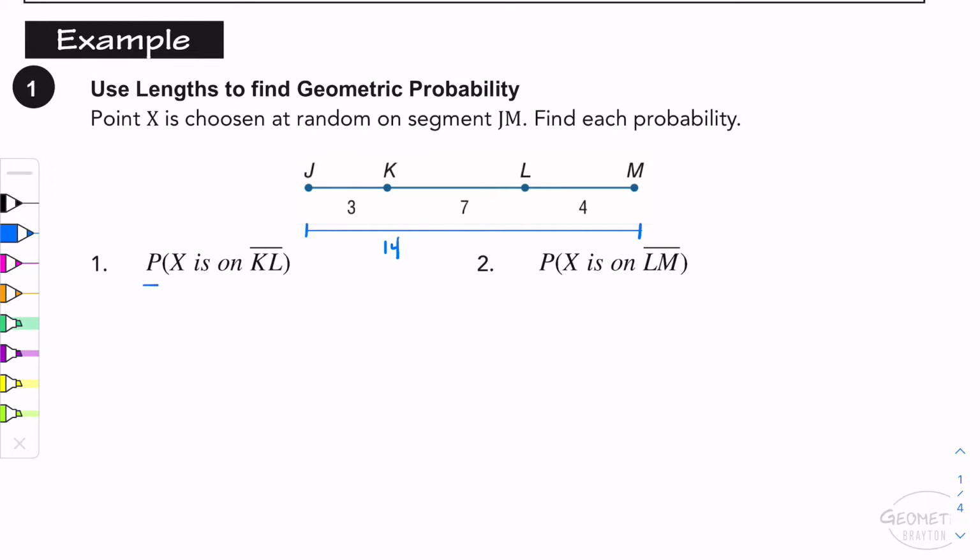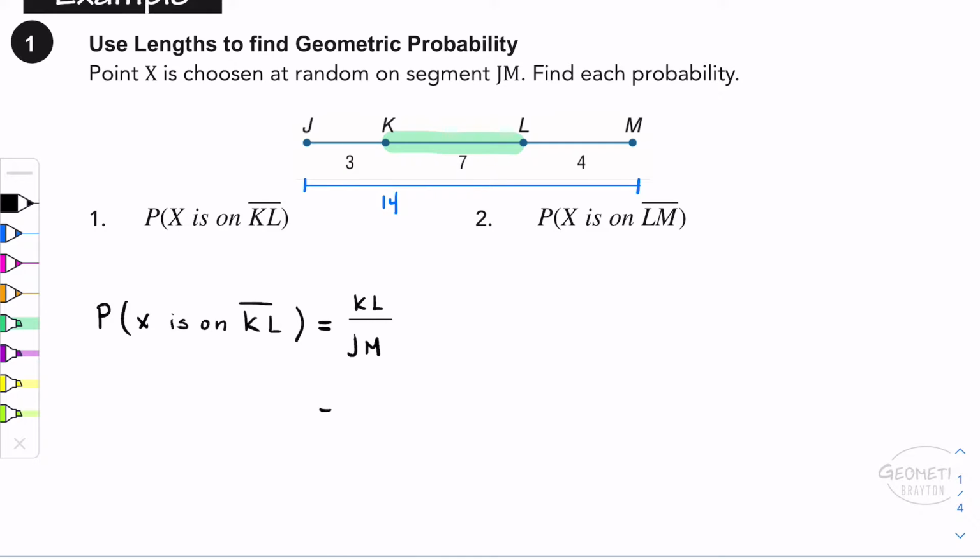Problem number 1 is saying, what is the probability that point X is on segment KL? So we want to know what the probability is that there's a point on KL. Again, this is notation. We write it just as you see it. And we set up a ratio, which is going to be segment KL divided by the entire segment length, which is JM.